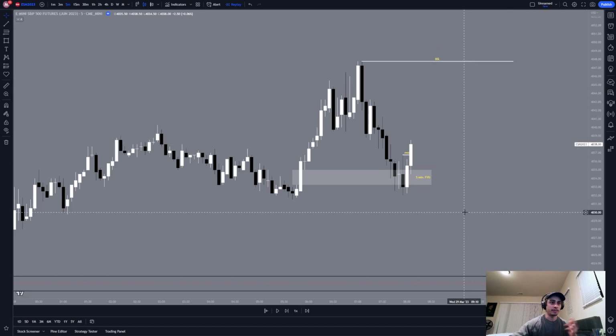I kind of flip my bias, right? So initially I'm thinking sell side. Now I'm thinking that this is probably going to continue into a reversal back up to buy side liquidity. So now I'm switching my bias to potentially take a long entry.